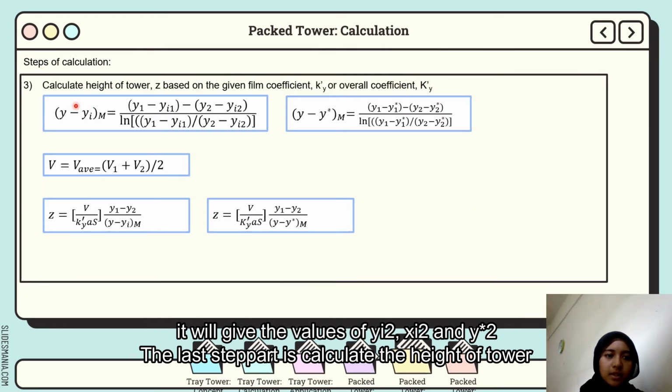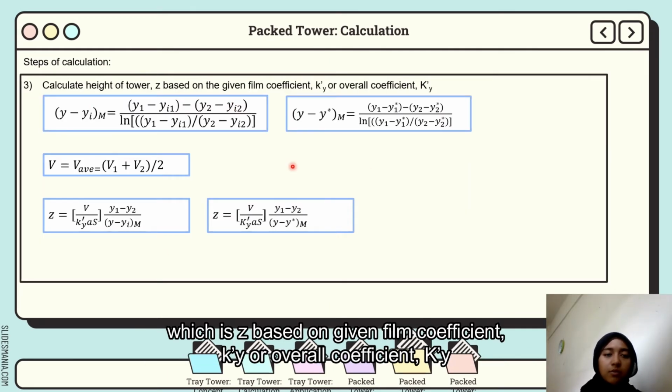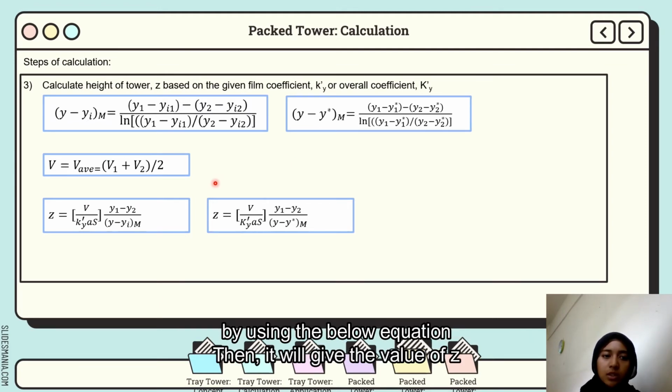The last step is to calculate the height of the tower, which is z, based on the given film coefficient k prime y or overall coefficient capital K prime y by using the below equation. Then, it will give the values of z.